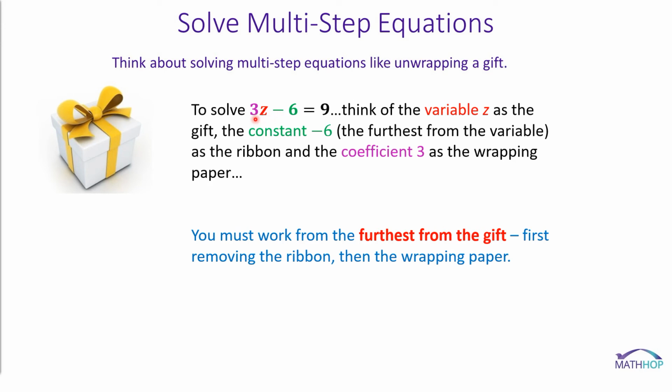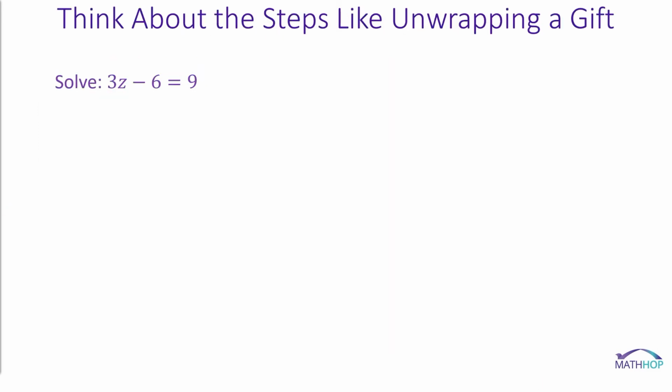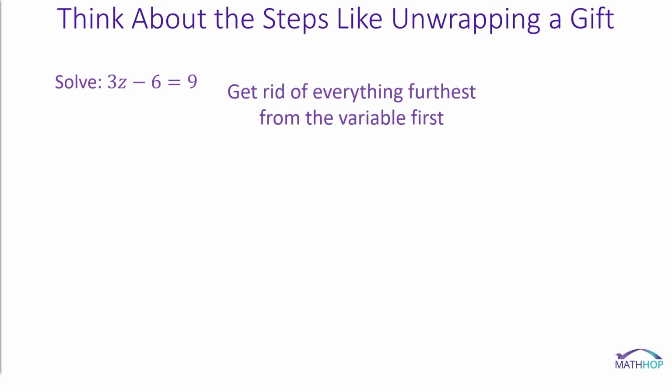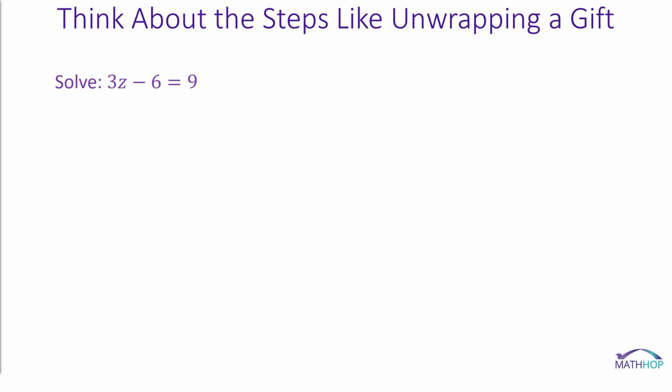If you chose to divide by 3 first, you would have to divide everything. But because we can only add and subtract like terms, always, always, always get rid of whatever's added or subtracted first. All right, so let's see this one in action. So we have 3z minus 6 equals 9. We want to get rid of everything furthest from the variable first. So we will get rid of everything, but we're going to start with whatever is being added or subtracted.